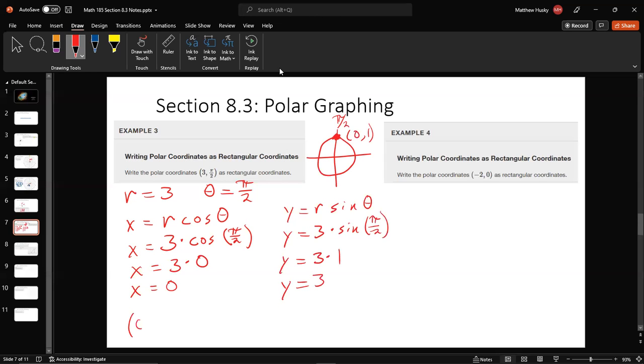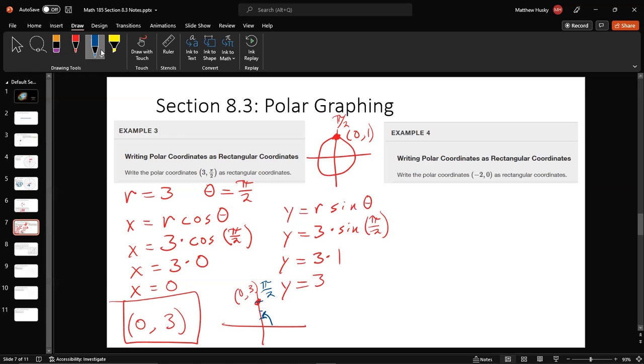And you put it together, you get your answer, which is (0, 3). So (0, 3) is that point right there. And lo and behold, that would be equivalent to if you did a turn of pi over 2 and then moved 1, 2, 3 radii out from the pole, from the center point. So that would be how you would turn that one into a rectangular coordinate.